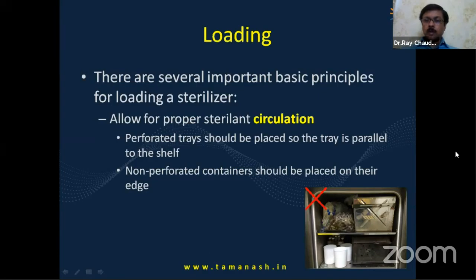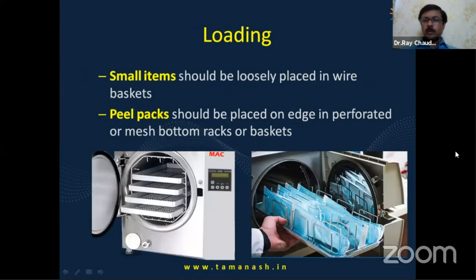So this is a wrong way of putting the loading. This is the correct way. So small items should be placed in wire baskets or perforated trays as is shown in the left of your pictures, and peel packs should be placed on edge vertically so that one flat surface is not in contact with the tray.